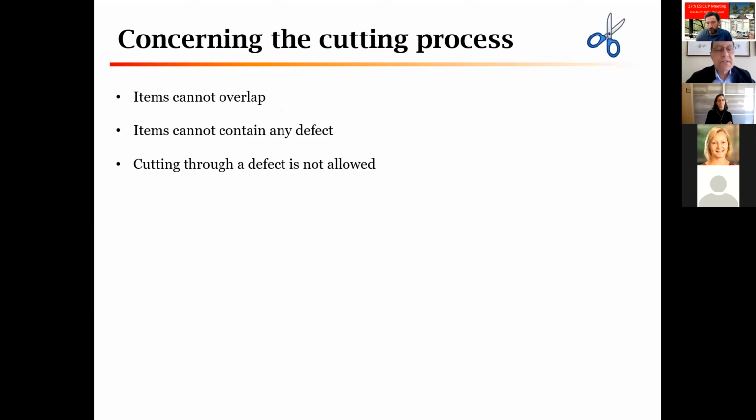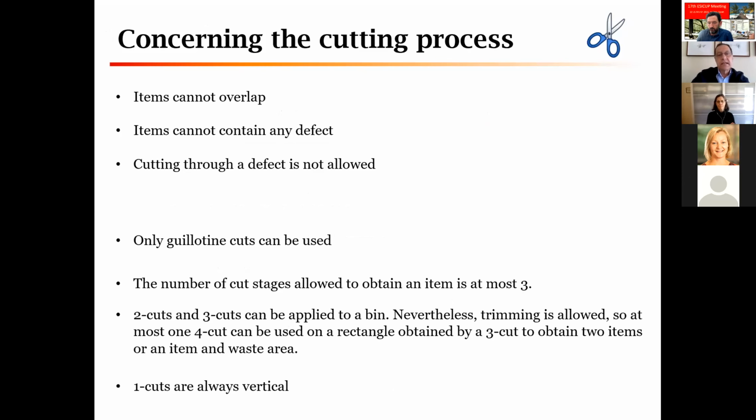Concerning the cutting process, obviously items can't overlap. Items can't contain any defect. Nobody wants a window with a defect on the glass. And cutting through a defect is not allowed. Only guillotine cuts are allowed, and the process is basically a 3-stage cutting process. First cut is always vertical, second is horizontal, and the third is again vertical.